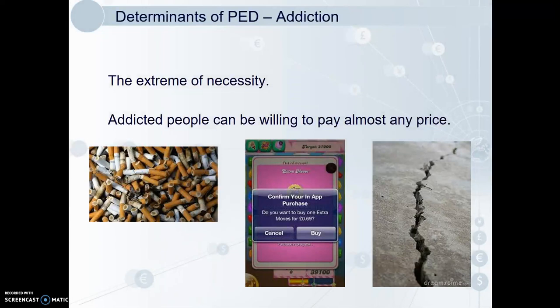Addiction. Addiction is the extreme of necessity. It can take a large increase in price to decrease the quantity demanded significantly. Think of things like cigarettes. Price keeps going up throughout the years, but smokers keep on buying cigarettes. In-app purchases, pay-to-win games, and then of course illicit drugs like crack, where people are willing to steal or prostitute themselves just to pay the price. Price goes up, they'll find a way to keep on paying it.